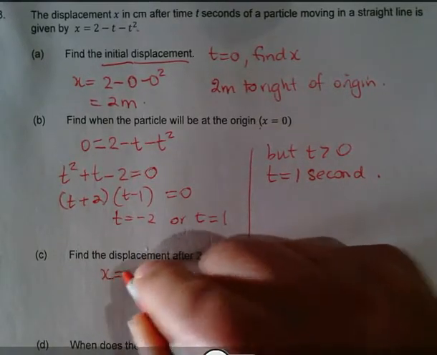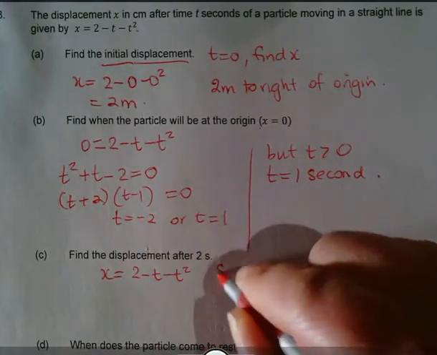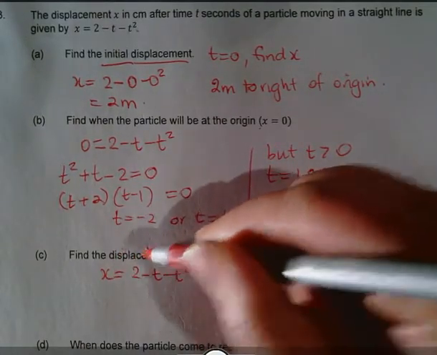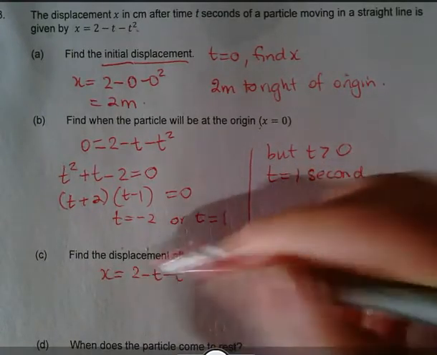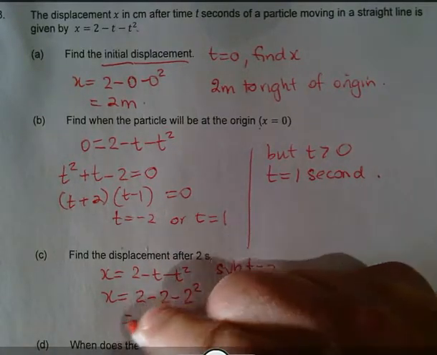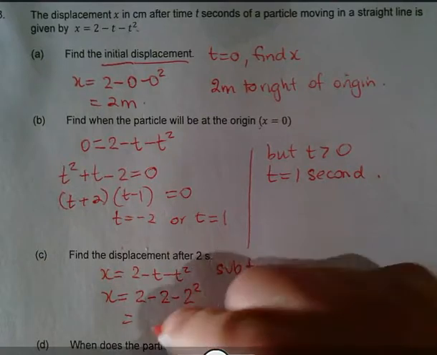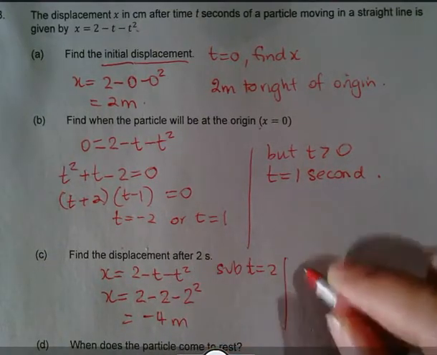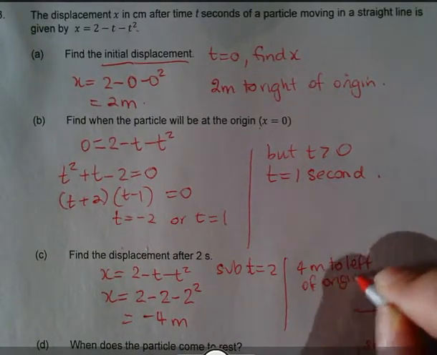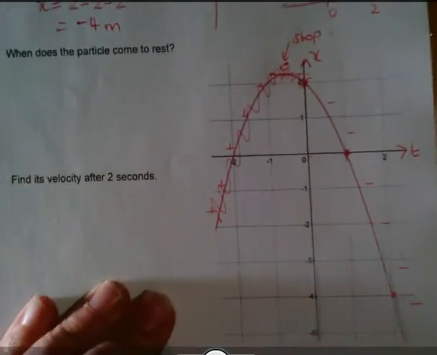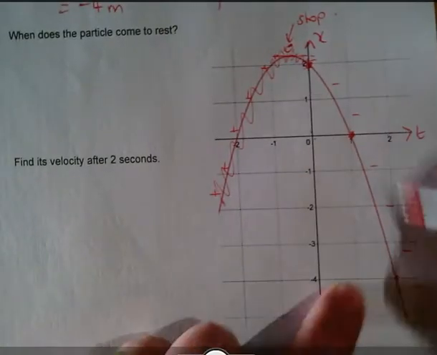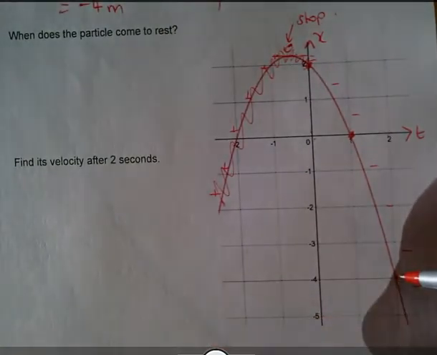So you use your x equation and you sub time is 2. Displacement is your x position after 2 seconds. So sub t is 2 into the x equation. You get 2 minus 2 minus 2 squared. Now 2 minus 2 is 0, minus 2 squared is minus 4. So therefore you are 4 meters to the left of the origin. And you can see that here in your graph. At 2 seconds, you're at -4, which means 4 meters to the left of the origin.